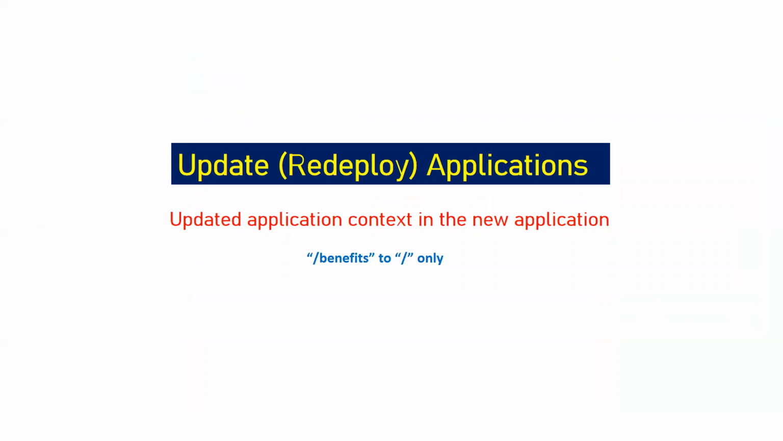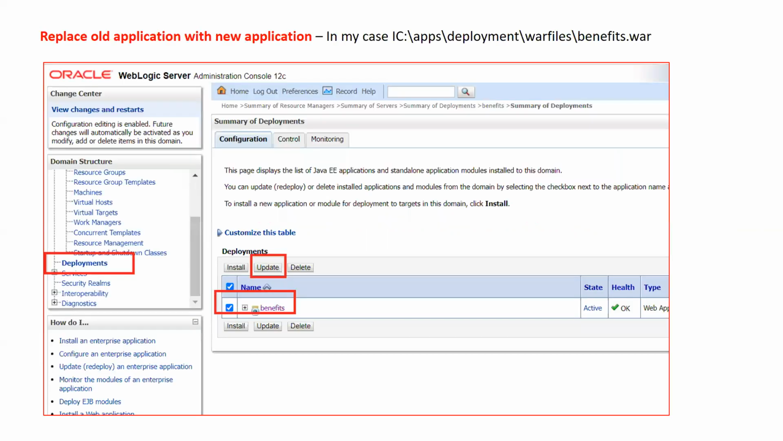Now, let us come to redeploy. If there is a change in the code and you want to redeploy the application, how can you do it? In my case, the web application that I deployed had the context /benefits. Now I have changed my application to use /, that means I have changed the context of my application. With the previous code, my application was accessible as /benefits in the browser. But when I redeploy, the new application will be accessed with only /, without the benefits context.